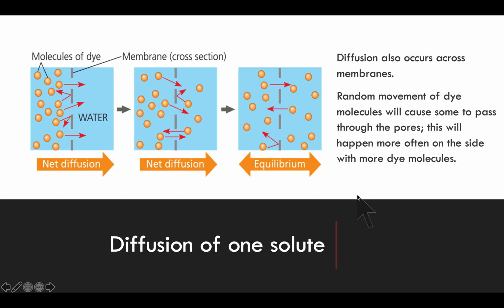Now, diffusion also occurs across membranes. Each of the large arrows in this diagram shows the net diffusion of dye molecules, the diffusion of one solute, as you can see here. The membrane has pores large enough for molecules of dye to pass through. The dye diffuses from where it is concentrated to where it is less concentrated. When it has reached equilibrium, it does not mean that the molecules have stopped moving. Instead, the solute molecules continue to cross the membrane at roughly equal rates in both directions.